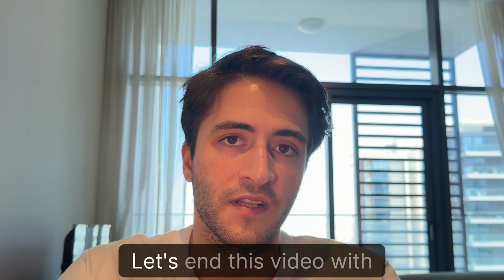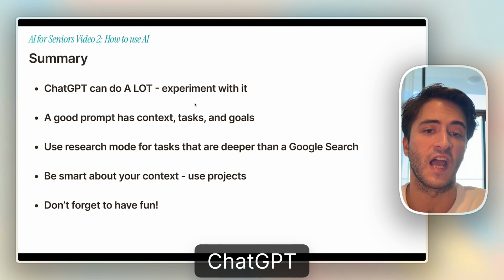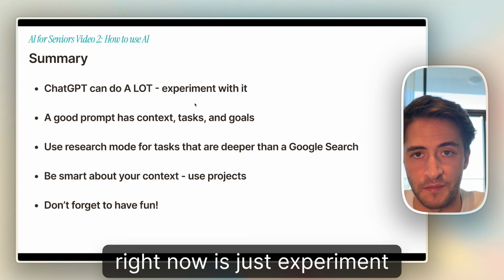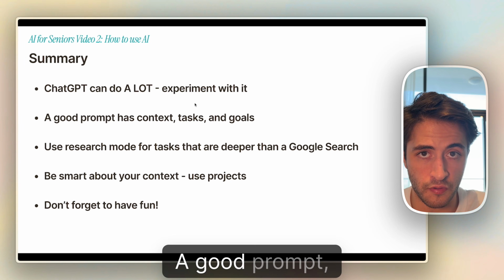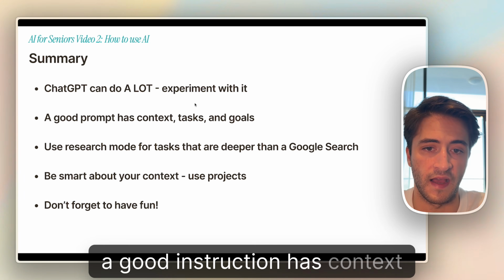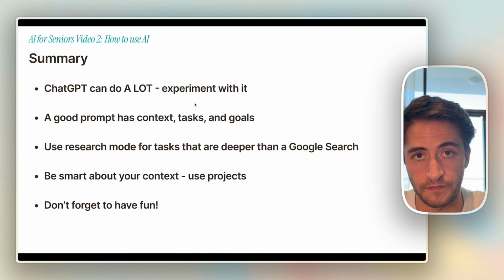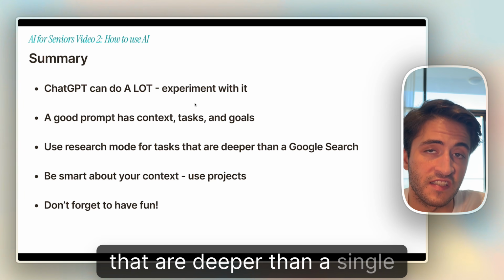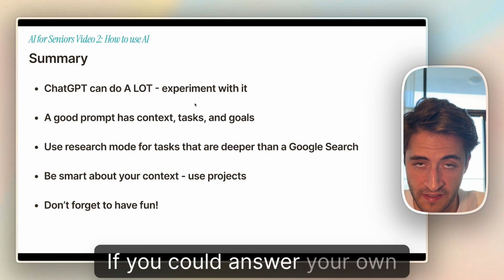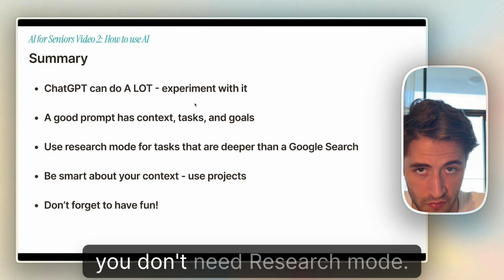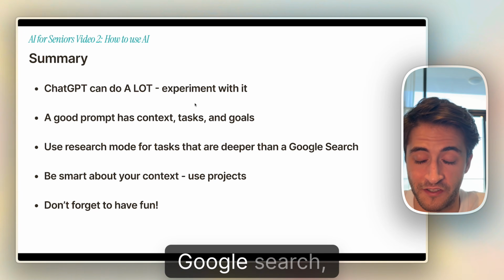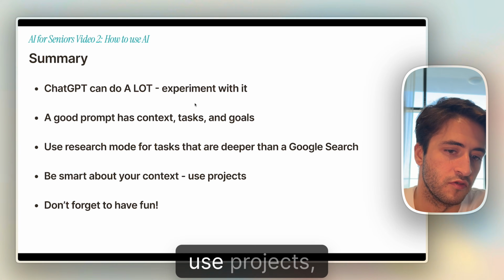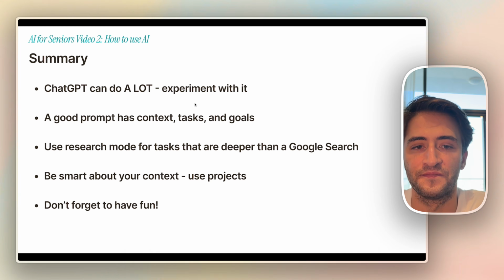So let's do a summary. Let's end this video with everything that we've learned so far. ChatGPT can do a lot. All right, the best thing that you can do right now is just experiment with it. Have fun with it. A good prompt, a good instruction has context, tasks, and goals for the AI. Use research mode for tasks that are deeper than a single Google search, all right? If you could answer your own question with a single Google search, you don't need research mode. If you need more than a single Google search, use research mode. It is fantastic. Be smart about your context, use projects, and most importantly, don't forget to have fun.